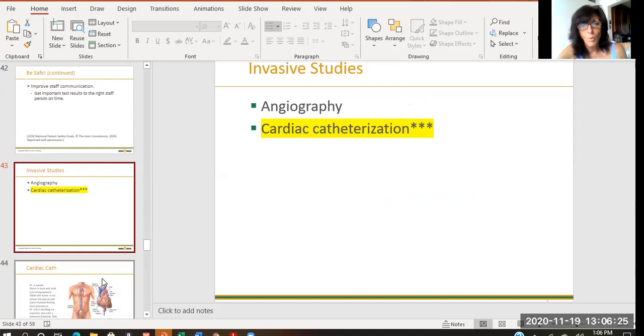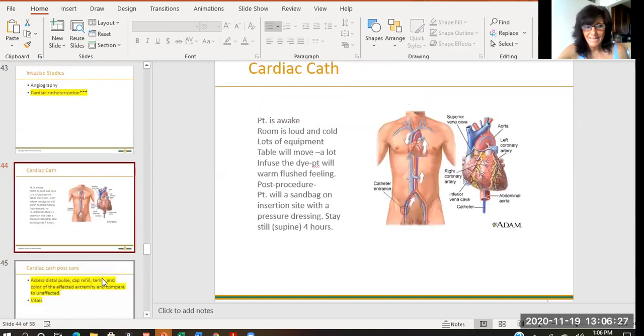Let's see, cardiac catheterization, definitely something that you need to know about. Very, very, very important. What is it? This is gonna require a minute of explanation. I'm gonna pause for 1 second and come back.